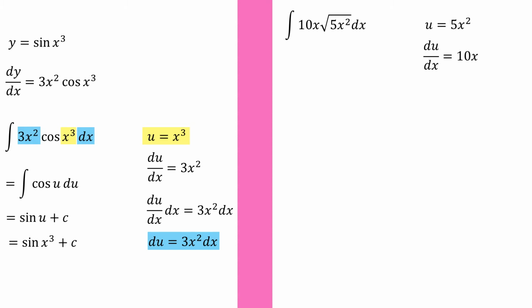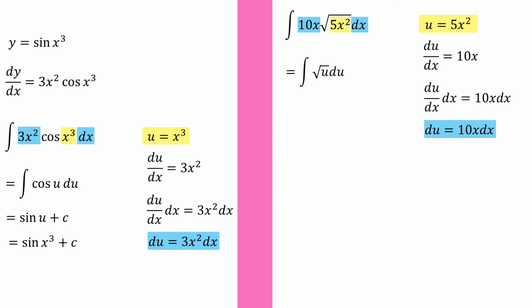Sure enough, there is a 10x in that integral. Let's multiply both sides by dx. And I find that du is the substitution for 10x dx. So again, the 5x squared will become u. 10x dx will become du. And of course, I still have my integral symbol, and I still have my square root symbol. So I keep my integral symbol. I keep my square root symbol. 5x squared is replaced with u. 10x dx is replaced with du.